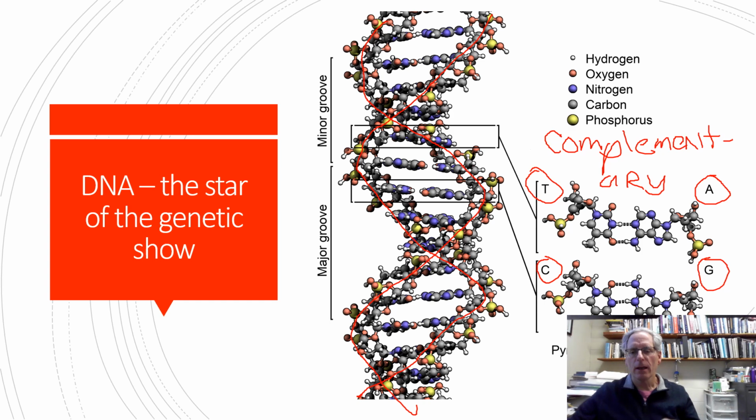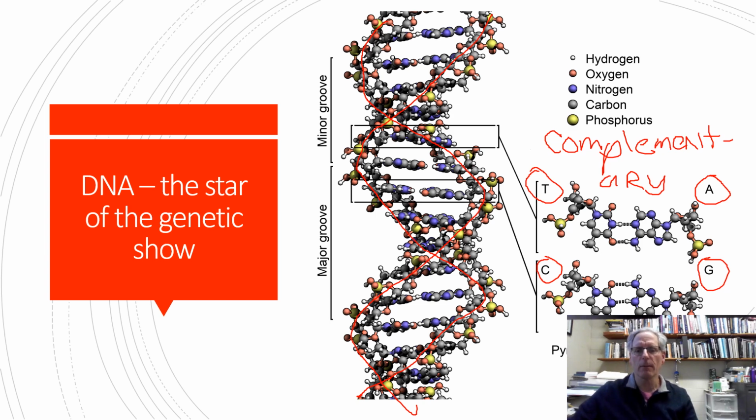Complementary means if you have a thymine on one side, you have to have an adenine across from it. If you have a guanine on the other side, you must have a cytosine across from it. If you have an adenine on one part, you must have a thymine across from it, and so on and so forth. Now, these bases don't like water. In order for the molecule to reduce its exposure to the water, the molecule twists upon itself. This is called a double helix arrangement.